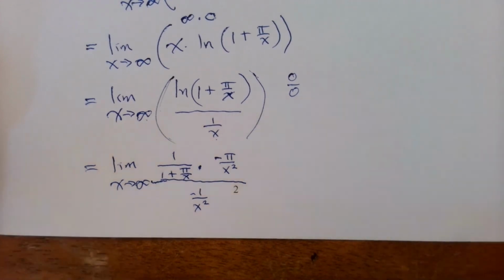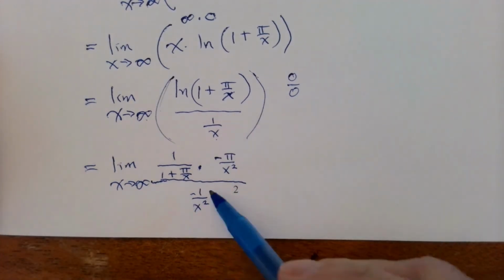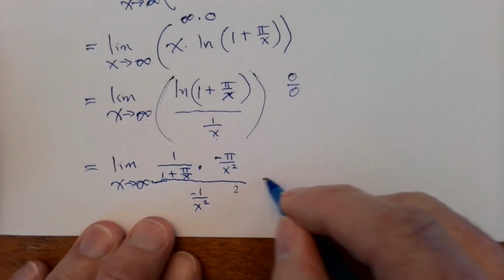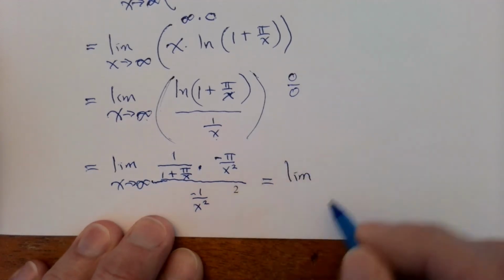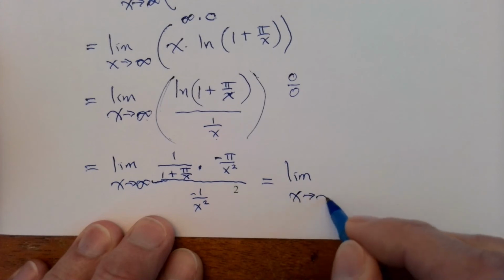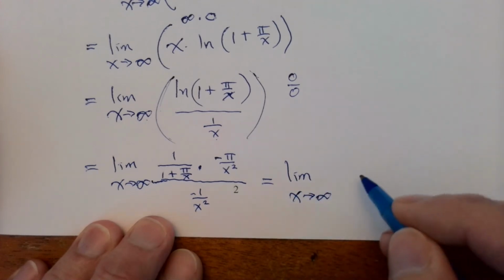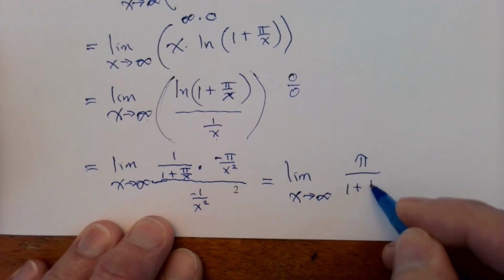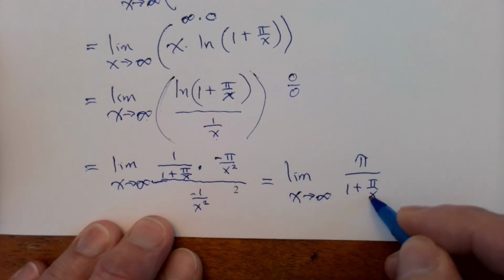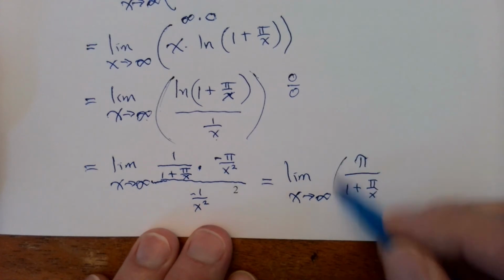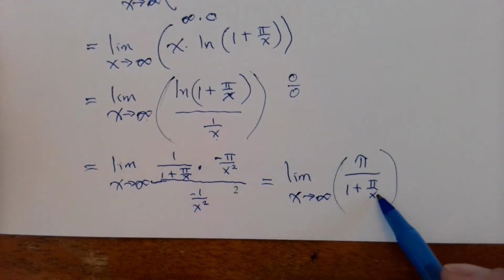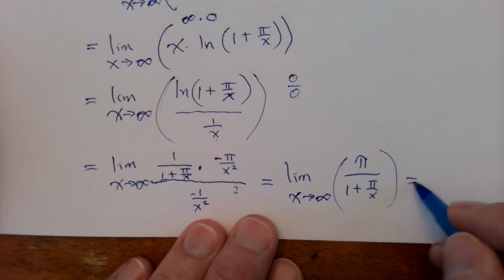Now it looks like we can do some canceling. Cancel the x squareds, cancel the negatives, multiply pi by 1. Running out of space here, but that's good. We're getting close to the end of this problem. This ends up being the limit as x goes to infinity of pi over (1 plus pi over x). Now, as x goes to infinity, pi over x goes to 0. 0 plus 1 is 1. Pi divided by 1 is pi.